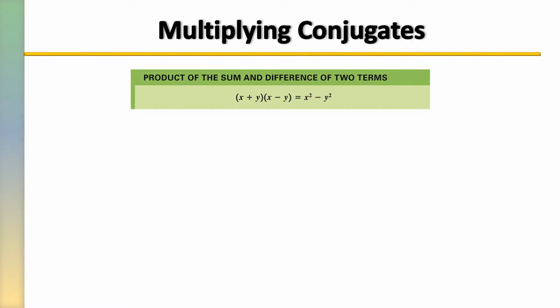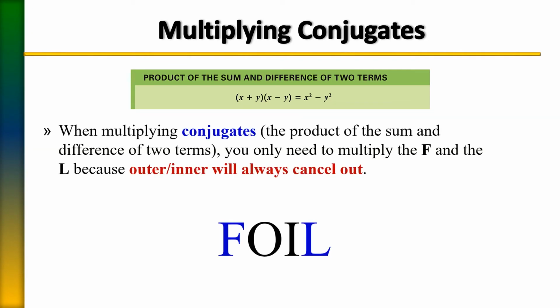So now that we know what conjugates are, when you're multiplying them, sure, you could use FOIL because you have two binomials and use the first, outer, inner, last. However, you're going to find that outer and inner are going to cancel out. So there's no need to even multiply the O and the I because the O and the I will always cancel out. All you need to multiply when you notice that you have conjugates is the F and the L. Let me show you what I mean.